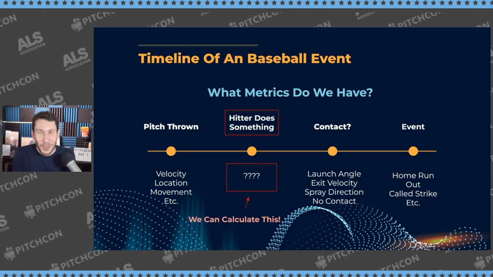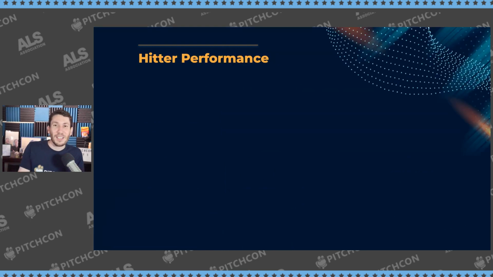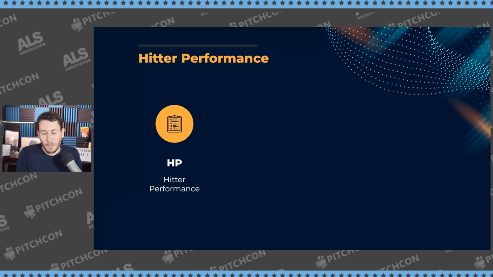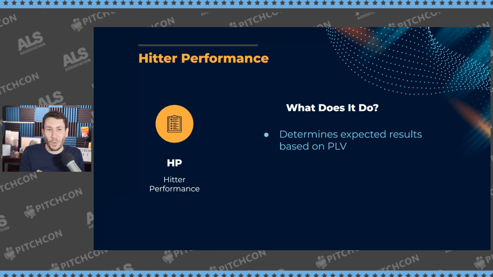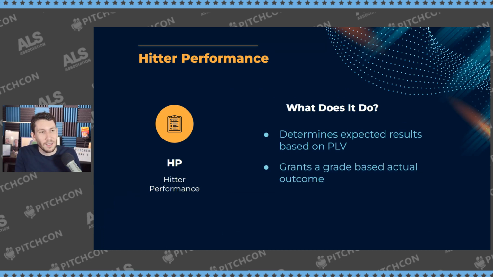That's really cool. That's so cool. We finally have a way to quantify hitter ability. Oh, it's not just the contact. So that is what hitter performance is. It's very simple, right? What does it do? It determines expected results based on the PLV they got. So we give them a grade based on the actual outcome.